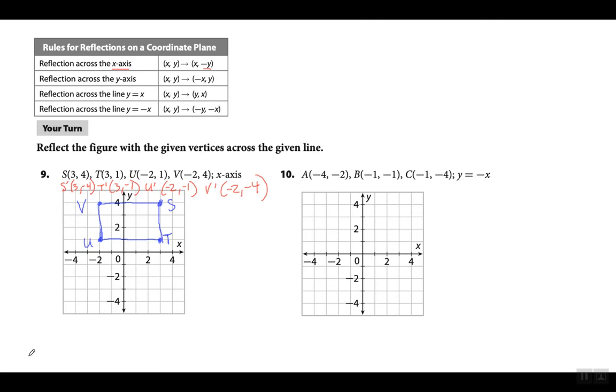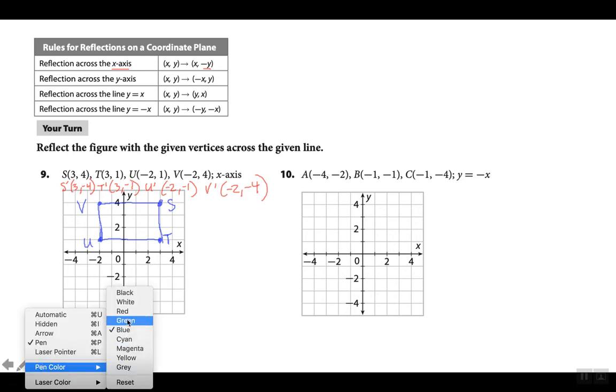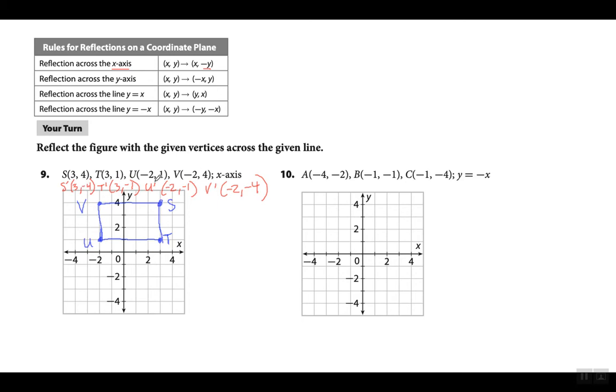Okay, and now in red, let's do the image using the new coordinates. So S prime is going to be at +3, -4. T prime is going to be at +3, -1. U prime is at -2, -1. And V prime is at -2, -4. And connect the dots. And that's it. There's my reflection.